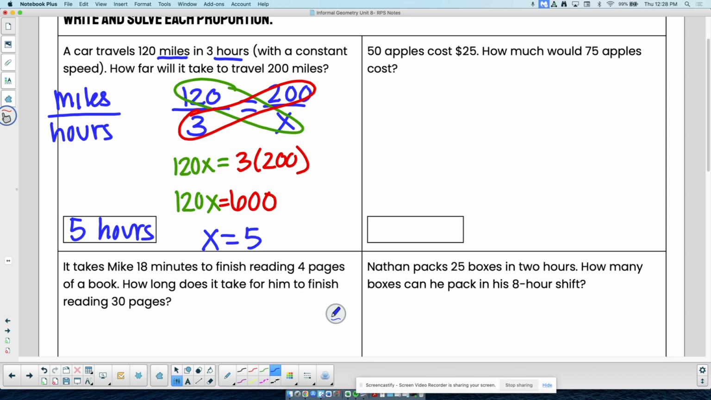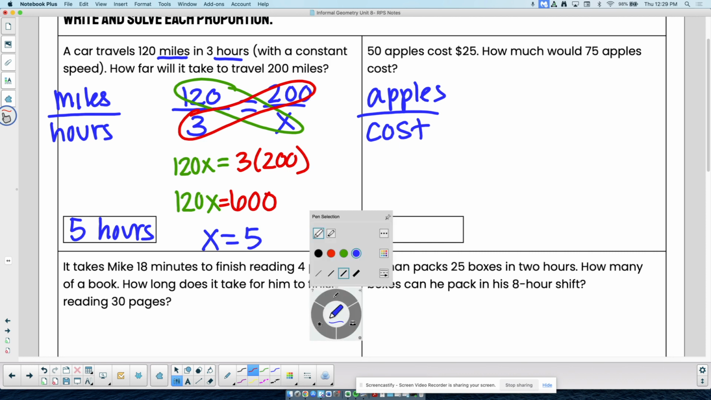All right, let's try another one. 50 apples cost $25. How much would 75 apples cost? So what are the two things we're comparing? We have apples and how much they cost. So I'm going to put apples over cost. And honestly, guys, it doesn't matter which one goes on top or bottom. I usually just write it as it comes in the problem, like whatever I read first.